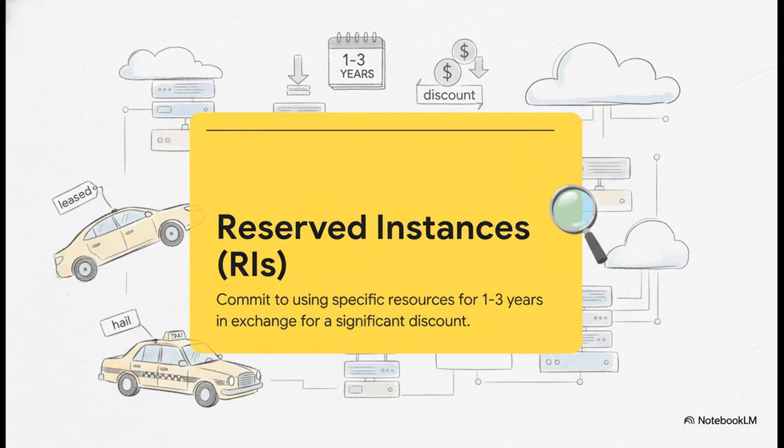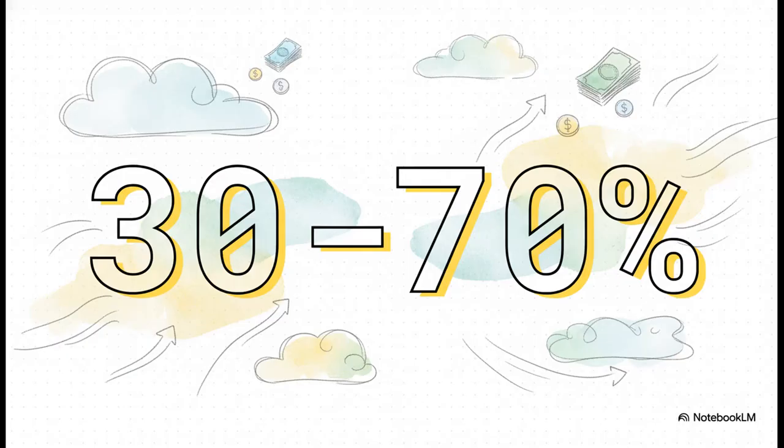We're not hailing a taxi anymore. This is like leasing a car. You get a much better monthly rate because the dealer knows you're sticking around. And the reward for that commitment? It's huge. We are talking savings between 30 and 70% compared to that on-demand price. Just think about that. If a company is spending, say, 10 grand a month, a 70% savings is $7,000 back in their pocket. Every single month.